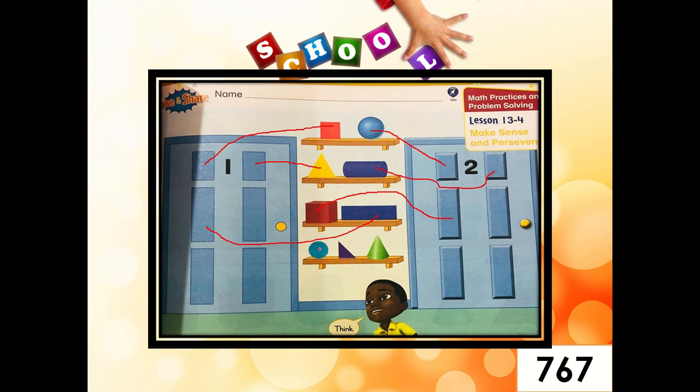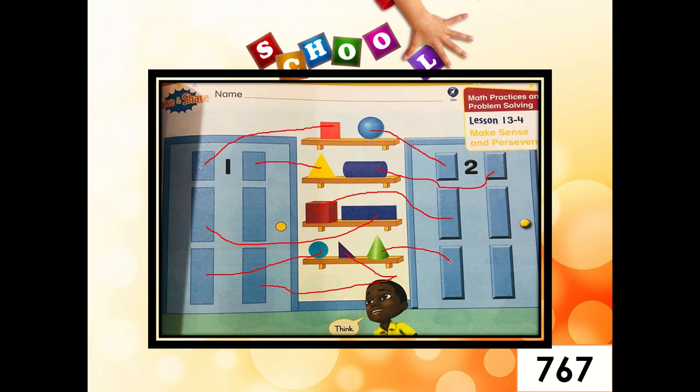How about this circle? Okay, we'll put it in number 1. How about this shape? Yes. Where again? In number 1. How about the cone? Yes, in number 2. Did you get the same?